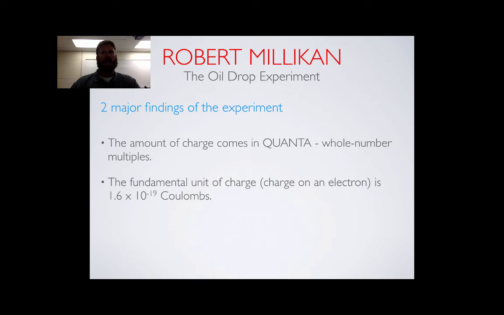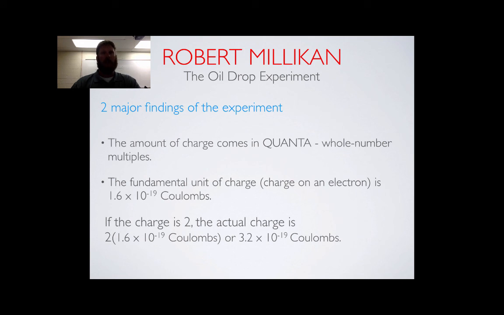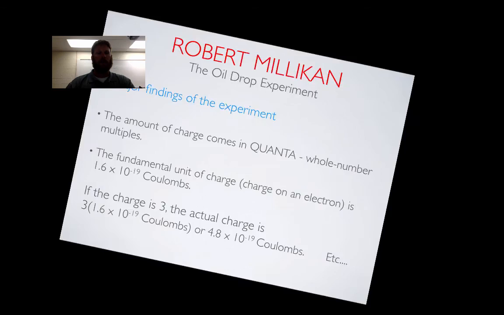When combined, the meaning of these two findings is clear. When we say an electron has a charge of negative 1, we really mean that the electron has one fundamental unit of charge, or negative 1.6 times 10 to the negative 19th coulombs. If we have an ion with a charge of positive 2, we really mean it has two fundamental units of charge, 2 times 1.6 times 10 to the negative 19th coulombs. The same result occurs with a charge of 3, and so forth. Quanta is the idea of small whole number multiples of a fundamental value.